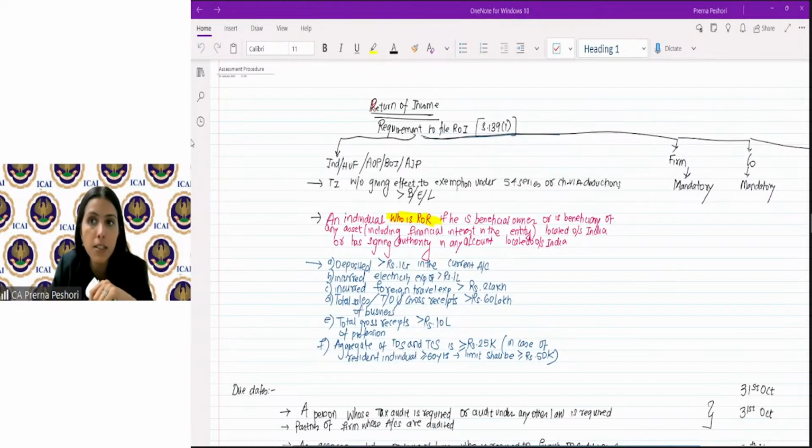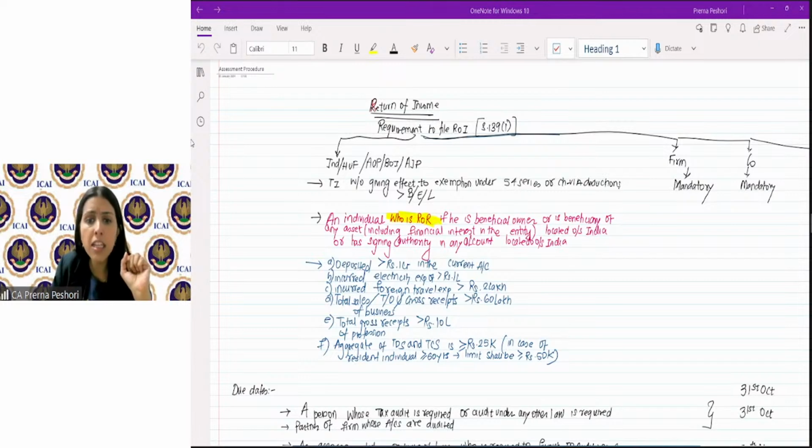What is best judgment assessment? If there is failure to comply with a show cause notice under 143(2), failure to comply with a notice issued under 142(1), or failure to comply with the directions under 142(2A), which is special audit or valuation of inventory, or failure to file the return of income also. This can lead to the AO making the best judgment assessment, passing an ex parte order after considering all the material that he has collected. And in this case, no refund shall be granted.